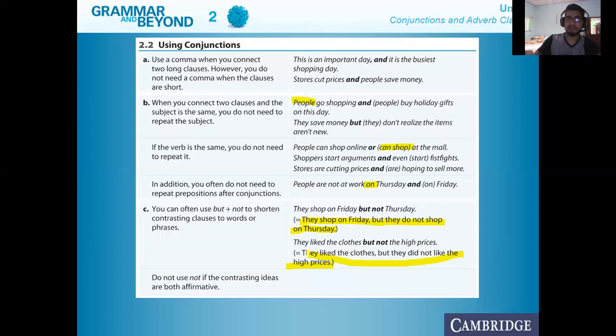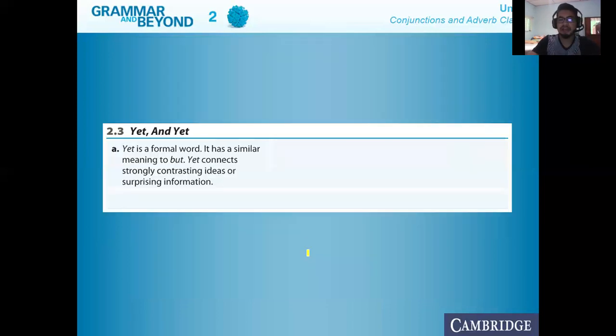Since therefore is making your sentence negative, you don't need to add another negation to that. The store is small but successful. And we have the last example with yet, which is a formal word and has a similar meaning to but. Yet connects strongly contrasting ideas or surprising information, like it's often called, yet shoppers still sleep in doorways, okay, yet.